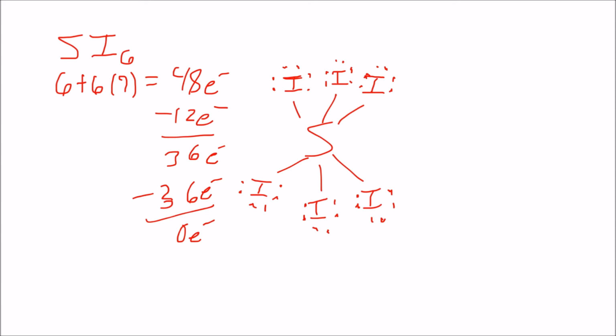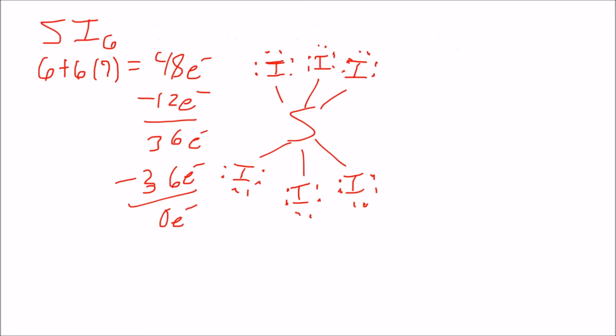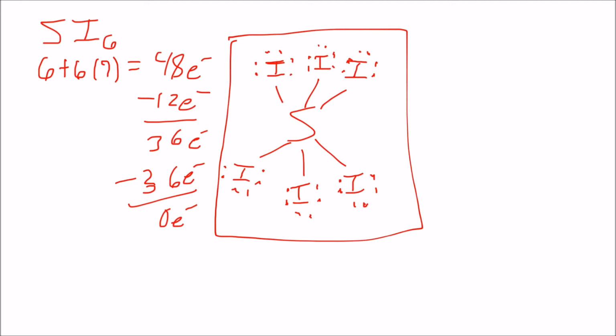Now we go check the octet rule. Iodine has 2, 4, 6, 8. This iodine looks like all of the other iodines, so I know that all the rest of them have 8 electrons. That's good, their octet rule has been met. Let's check sulfur: 2, 4, 6, 8, 10, 12. Sulfur has 12 electrons. Sulfur is one of the elements that can break the octet rule. So this is the correct structure for sulfur hexaiodide.